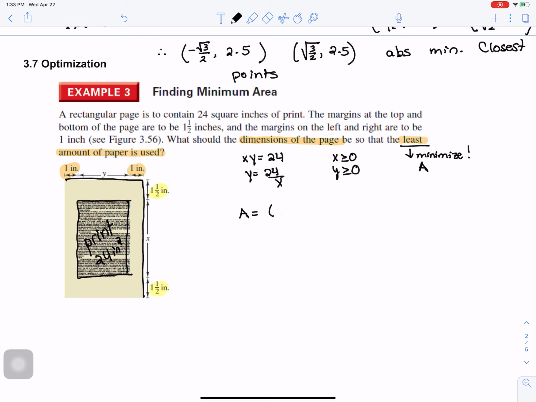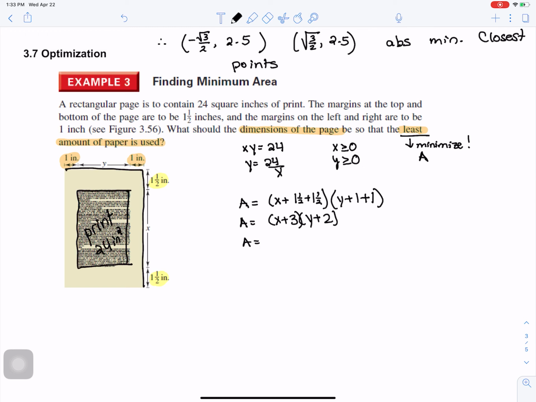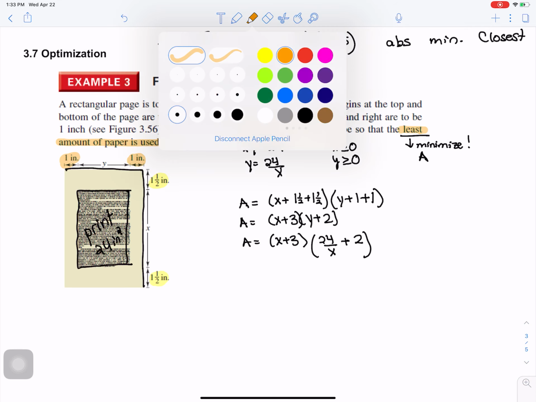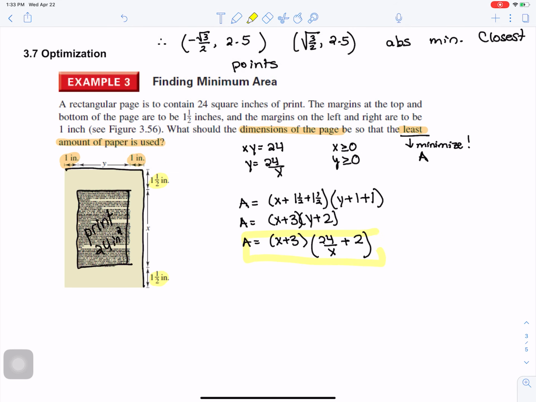So that would be x plus 1 1/2 plus 1 1/2 is the length. The width is y plus 1 plus 1, so that clears up to x plus 3, y plus 2. Now I have my relationship for y. A is equal to x plus 3 times y plus 2, and my y is 24 over x. So that's my area equation in terms of my single independent variable x.